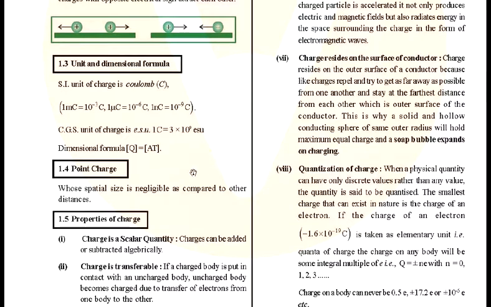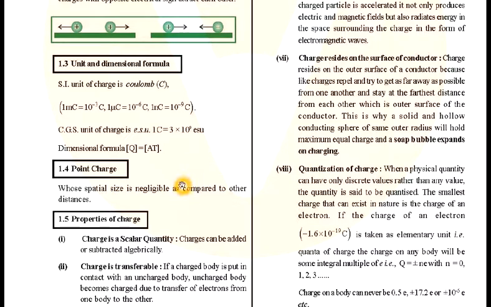Point charge. What is point charge? A charge whose spatial size is negligible as compared to the other distances. It is just like a point, and the charge is present at that point. What does spatial mean? In physics, spatial means relating to space.